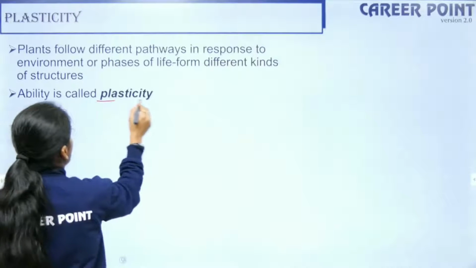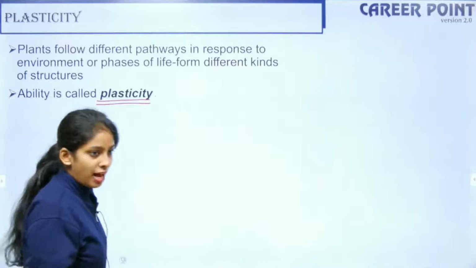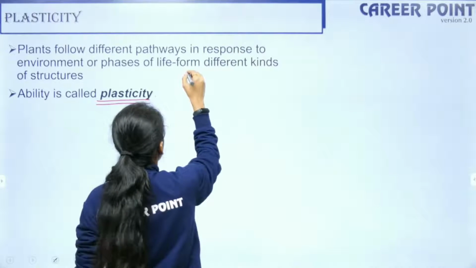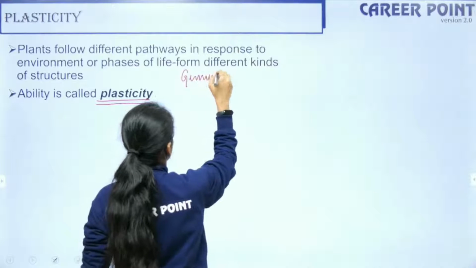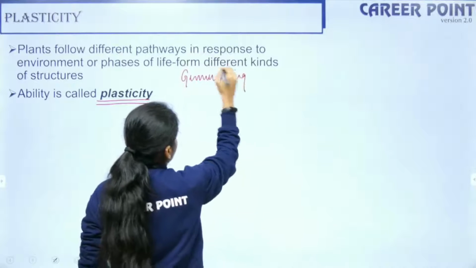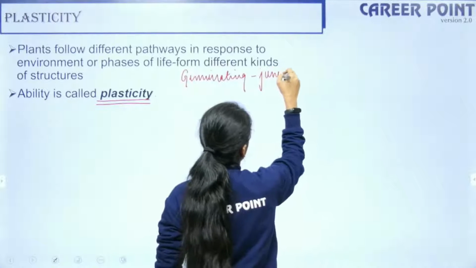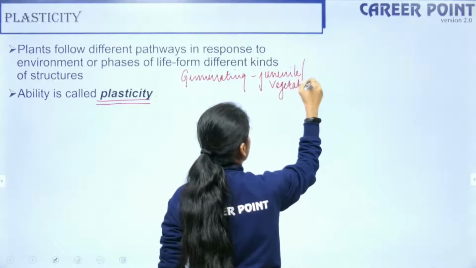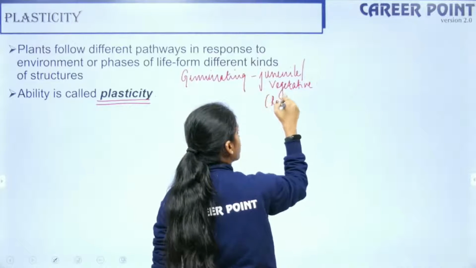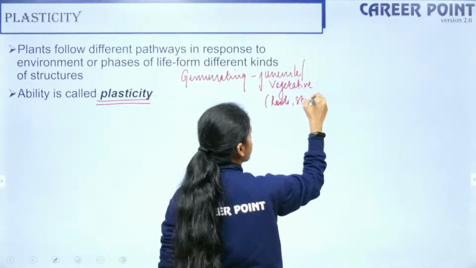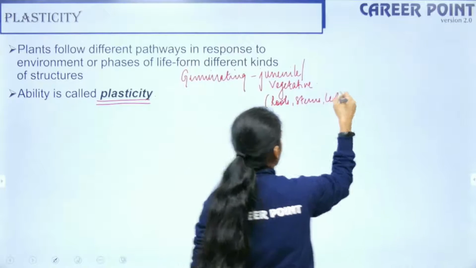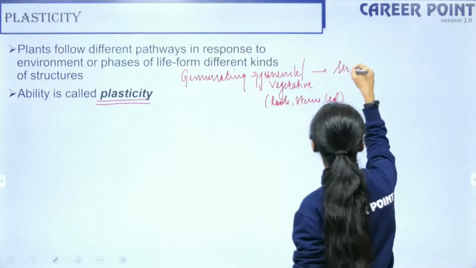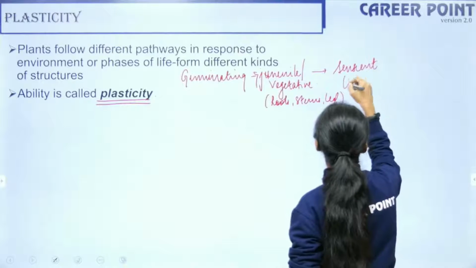Okay, so this ability is called plasticity. In plants you have 3 phases, right? So what are the 3 phases? Germinating phase. Then you have the juvenile phase, or you can say the vegetative phase, when the vegetative parts of the plant are developing, that is the root, stem and the leaf, they are the vegetative parts. And finally they have the senescent phase. So this is the old age.